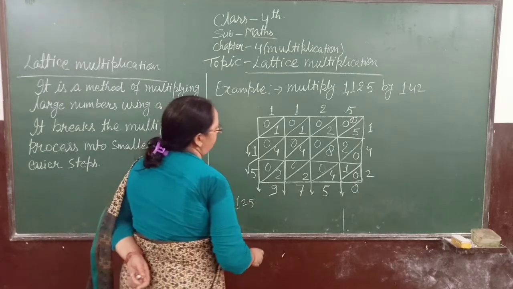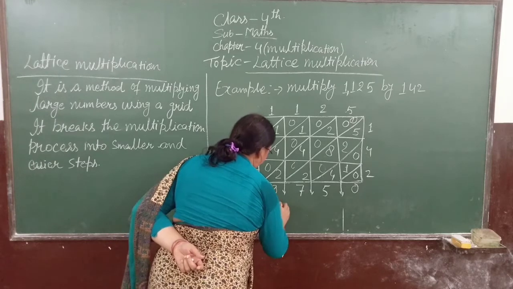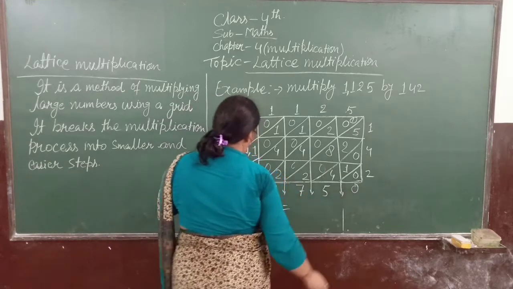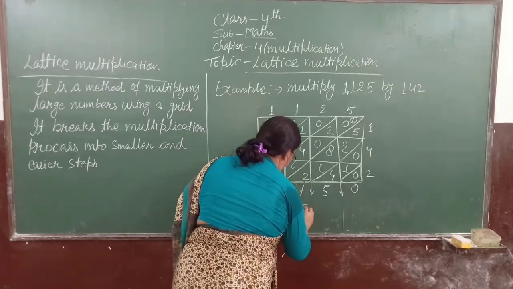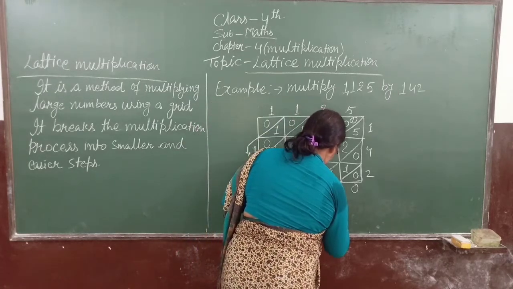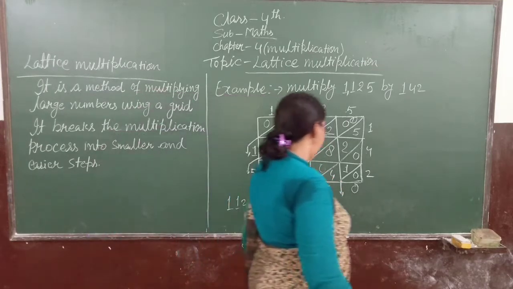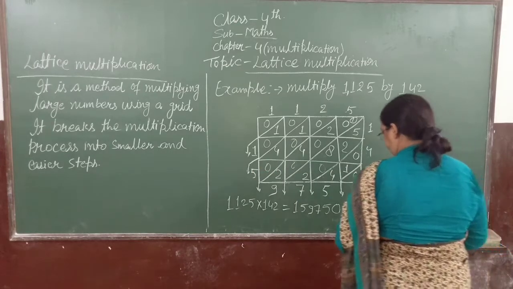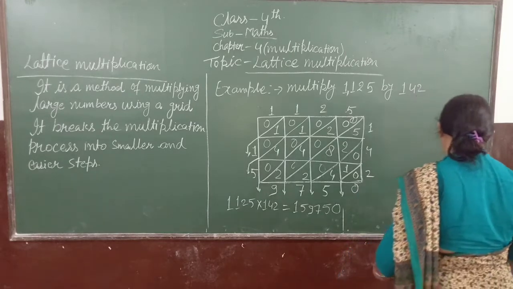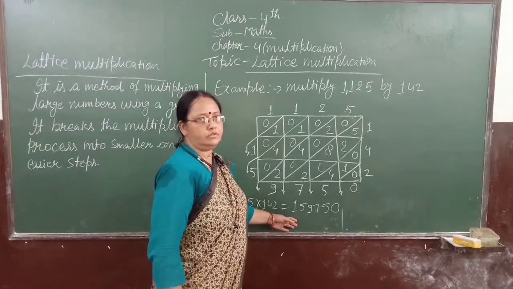1125 multiplied with the 142 is equal to, the process is to write down in this order: 1 5 9 7 5 0. By this method we multiply very easily. So students, this is your required answer.